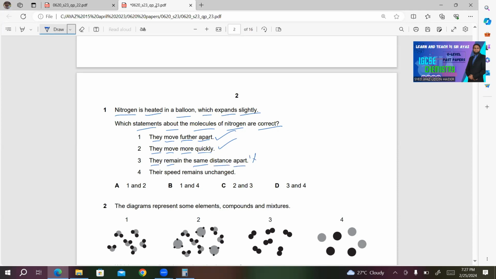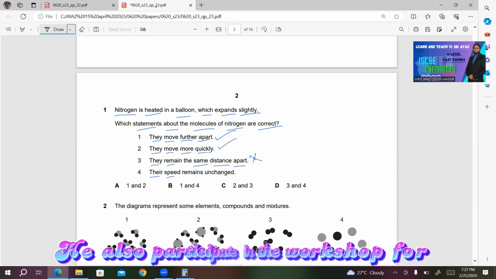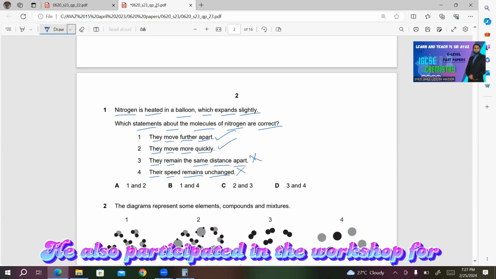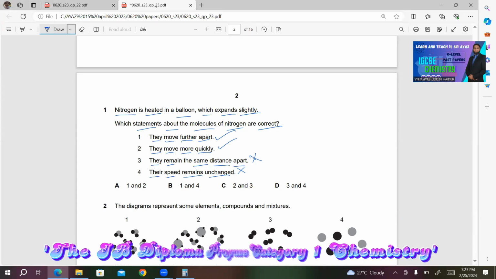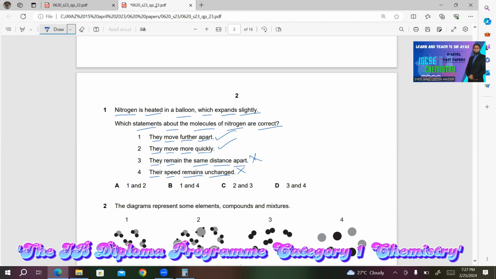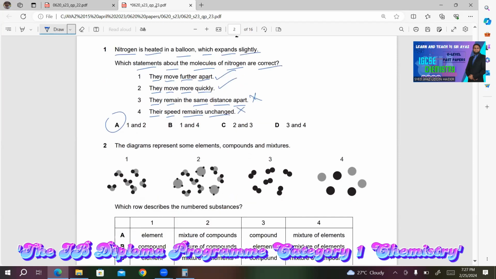This is not correct because if you provide heat, the distance will also change between the particles. Their speed remains unchanged. This is also incorrect because the speed will also vary. In fact, the speed increases when you provide heat to the molecule. So obviously, choice A will be the right answer for this question.